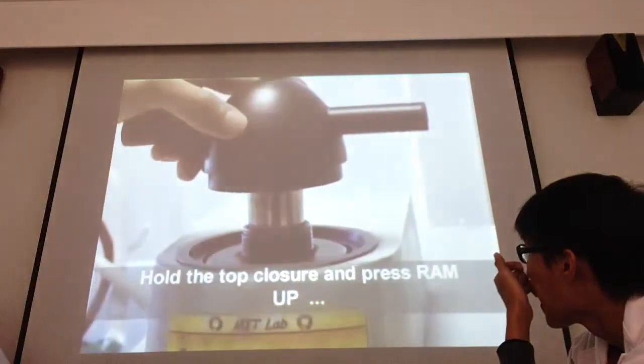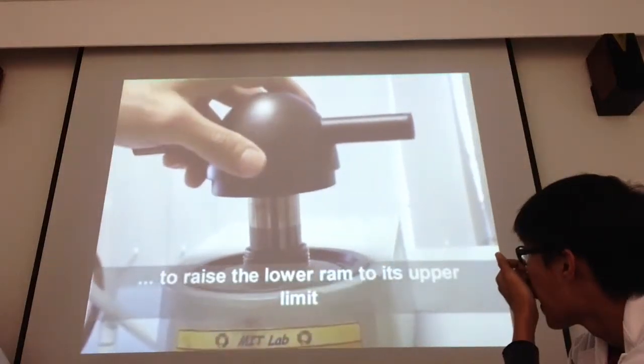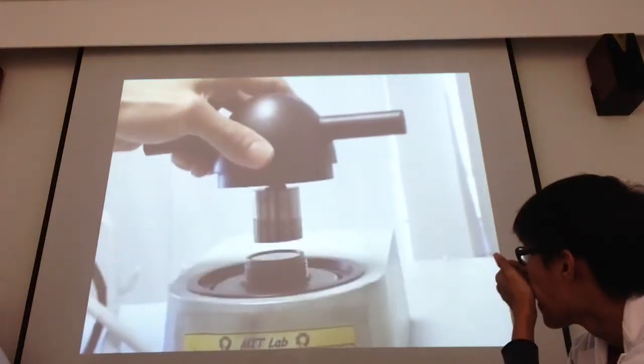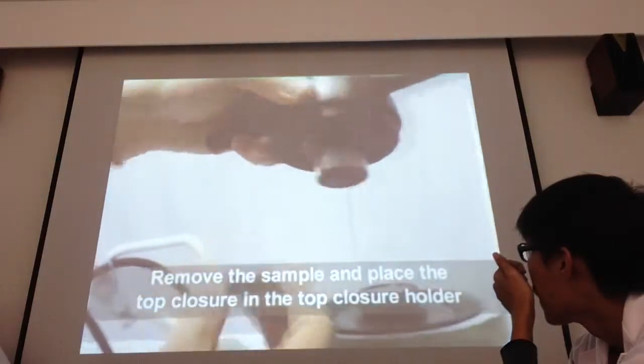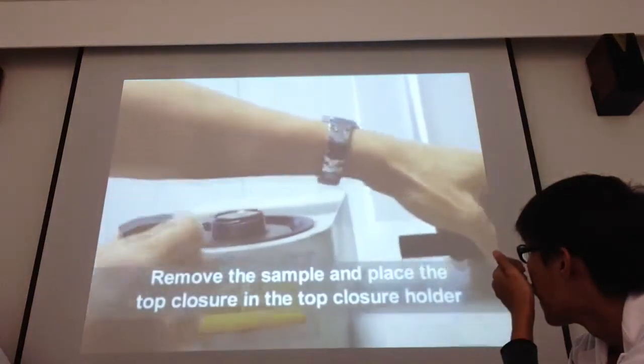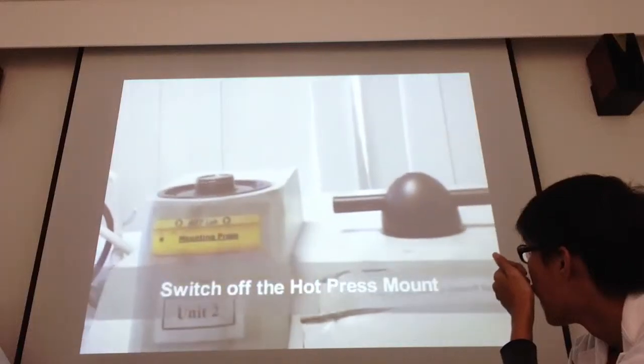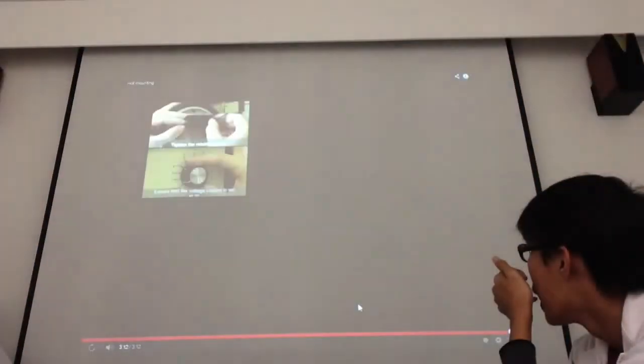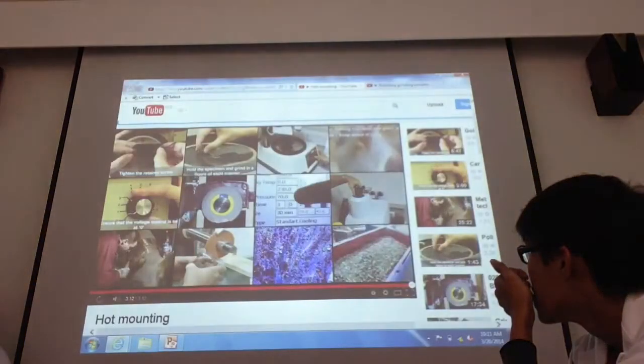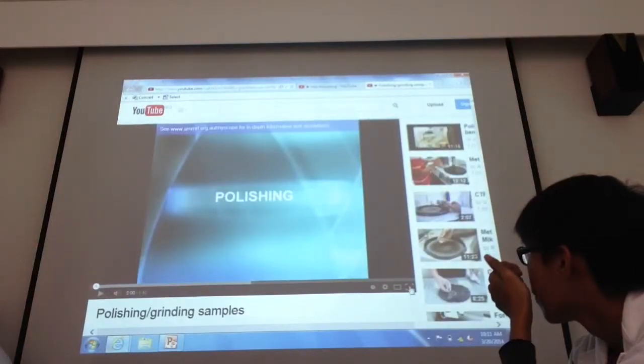Press the ram up, then the sample mount is directly below the closure. So this one is your final product. And the other one is your grinding and polishing.